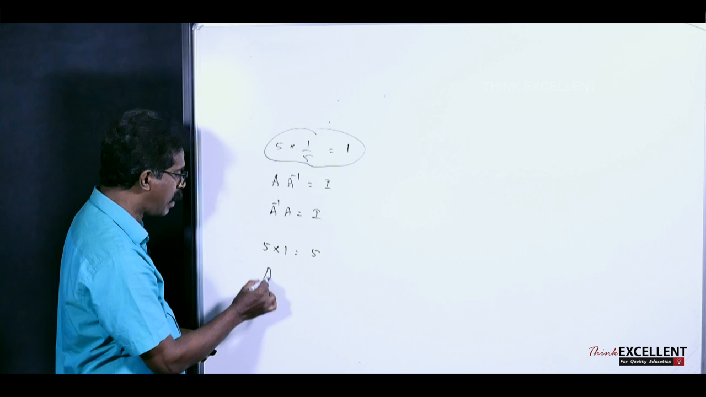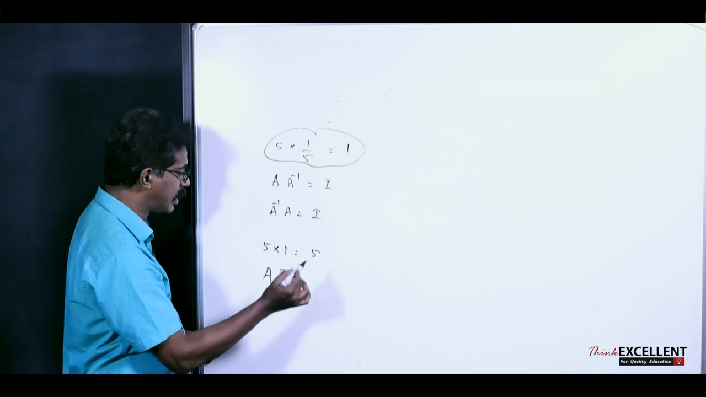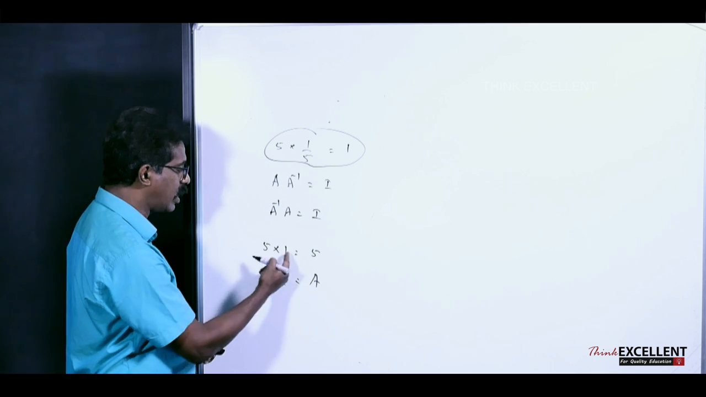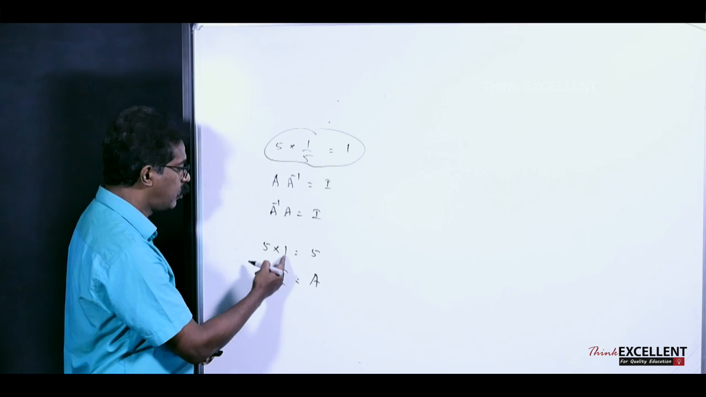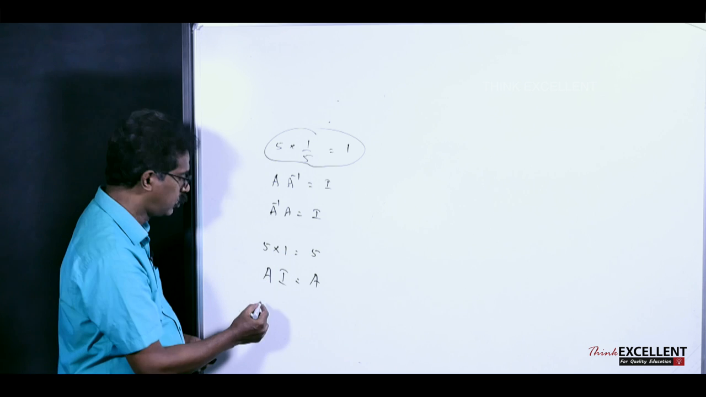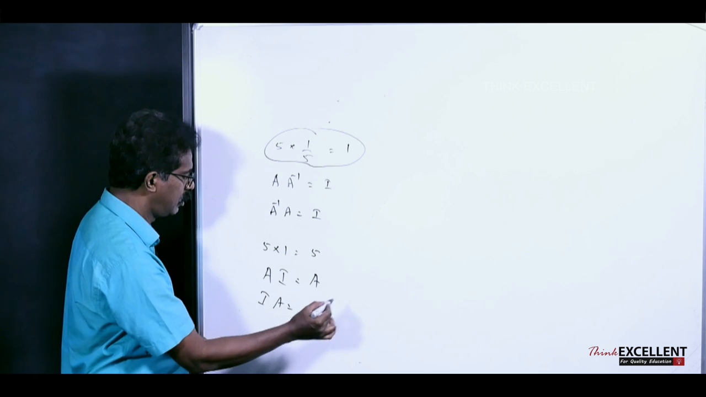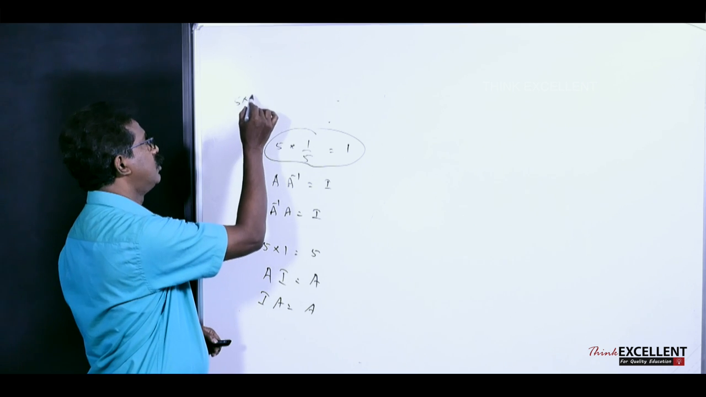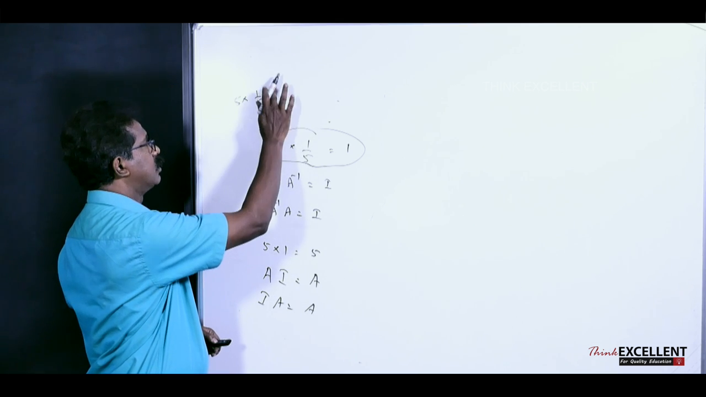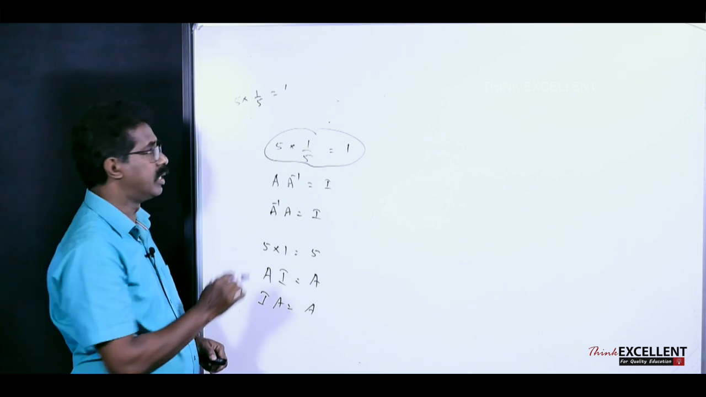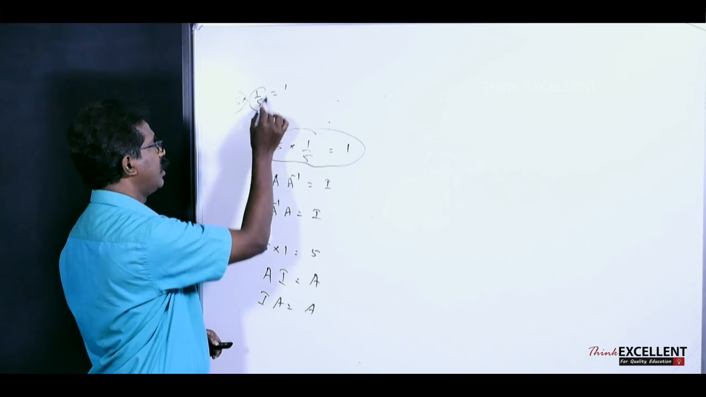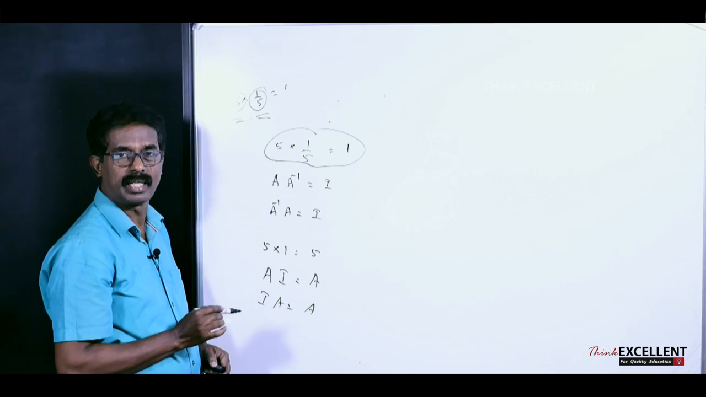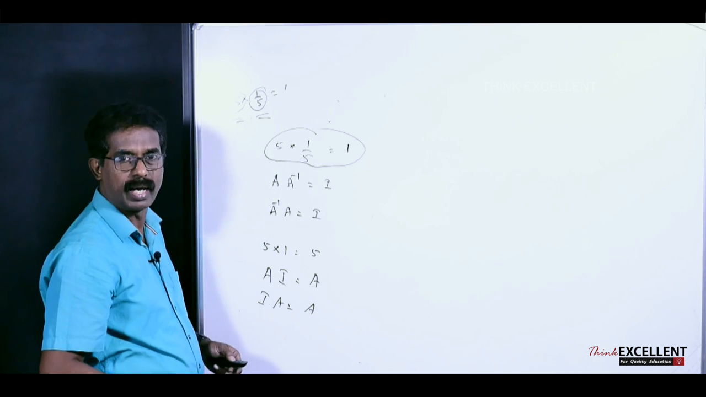In the same way, a matrix multiplied by the identity matrix: A into I is equal to what? A. I is like 1. Same way, 5 into 1 is 5, and 1 into 5 is also 5, right? So I into A is also A. And one more: suppose 5 into 1 by 5 is equal to 1, then you can say two things. The inverse of 5 is 1 by 5, or the inverse of 1 by 5 is 5. You can say it mutually, right? Now listen, we have the corresponding results here.